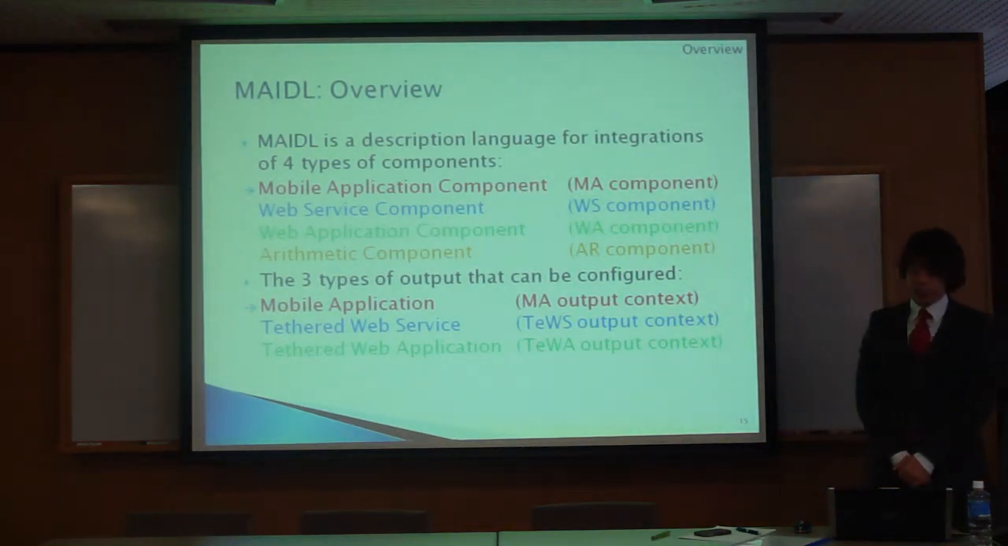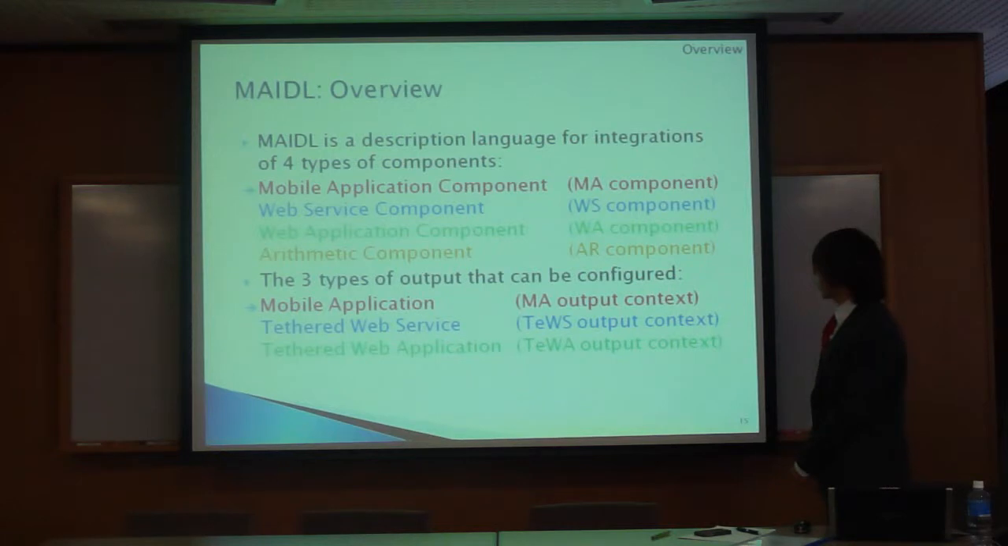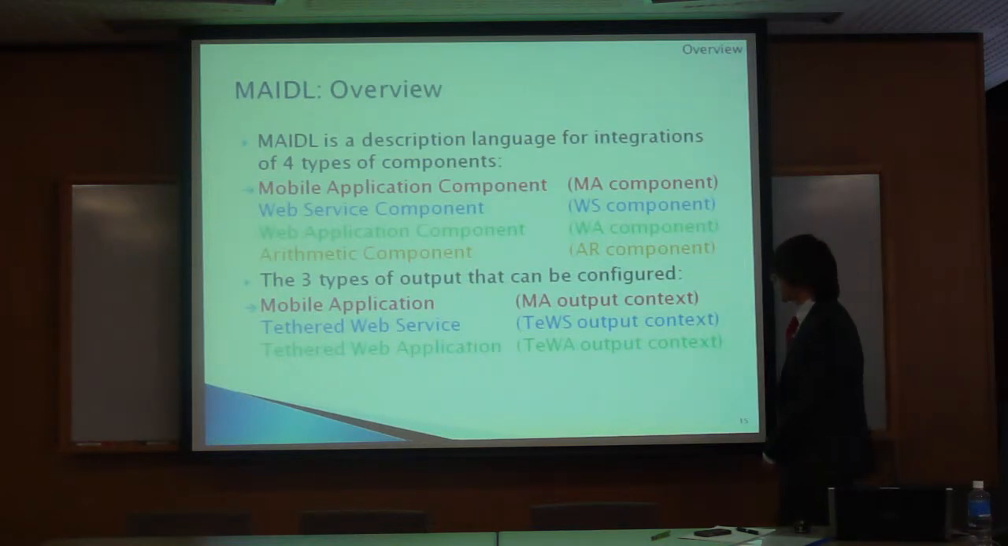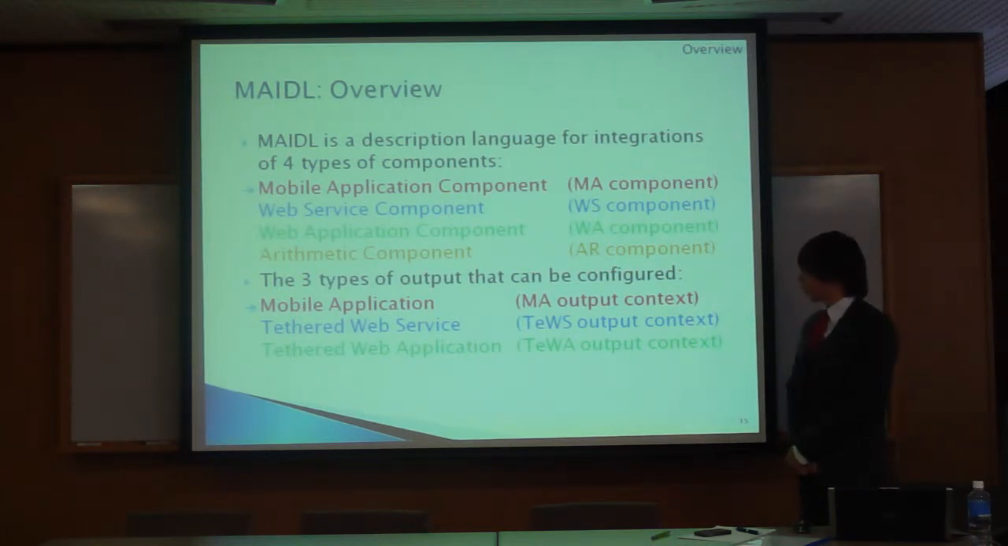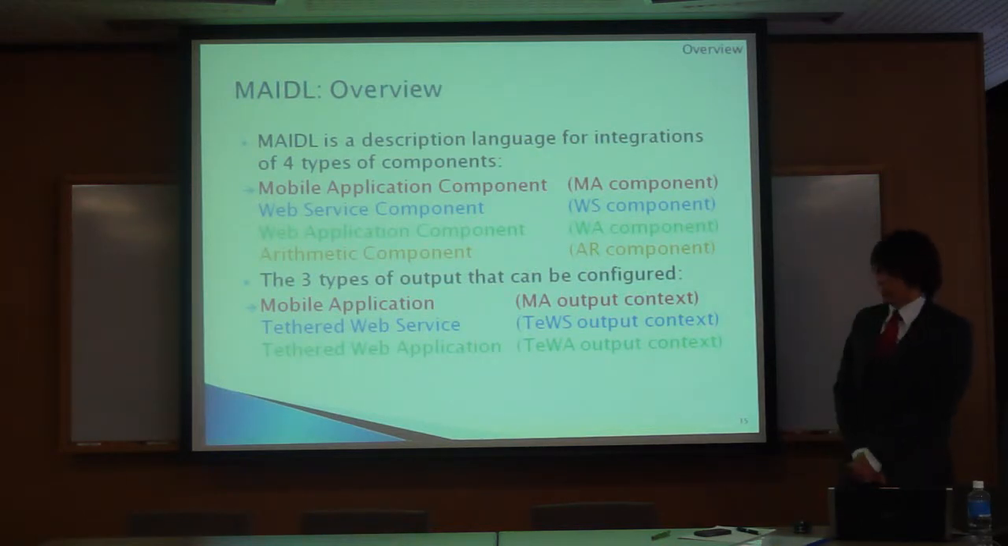So first, we would like to give the overview of our description language. MIDO is a description language for integration of 4 types of components. The first one is the mobile application component, then the web service component. The third one is the web application component, then the arithmetic component. And you can create 3 types of output. You can configure your output as a mobile application, a test-read web service, or a test-read web application.